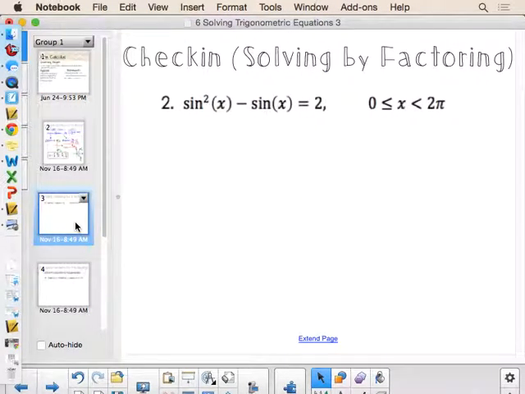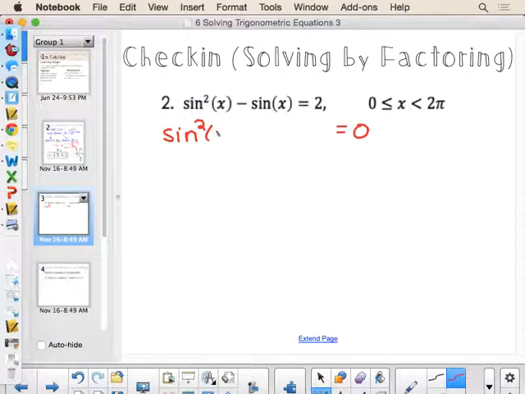All right, the second question. I'm noticing that I have 3 terms. And therefore, I'm probably going to need to factor a trinomial, but I should probably get this set equal to 0 first. I'm also making other observations.